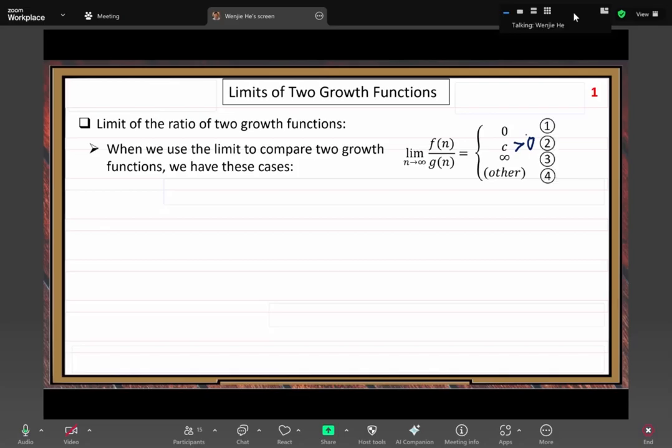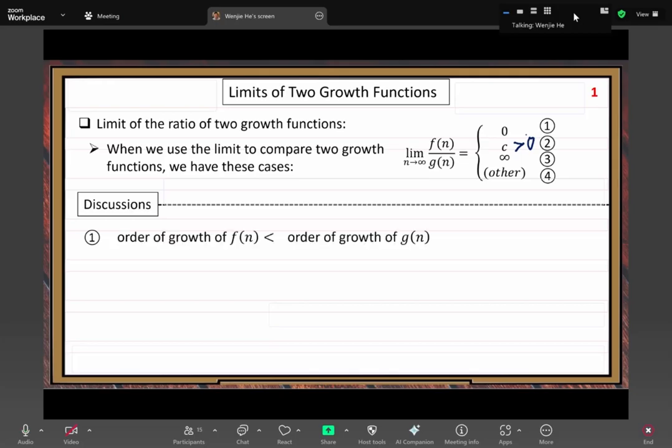For these four cases, let's look at the meaning, the representation. What phenomenon can we find from these four cases? Let's look at them one by one. Case 1: the limit of the ratio goes to 0. Based on your intuition, you can see the ratio goes to 0. That means the denominator dominates the numerator, or the denominator function grows much faster than the numerator function. That's the trend.